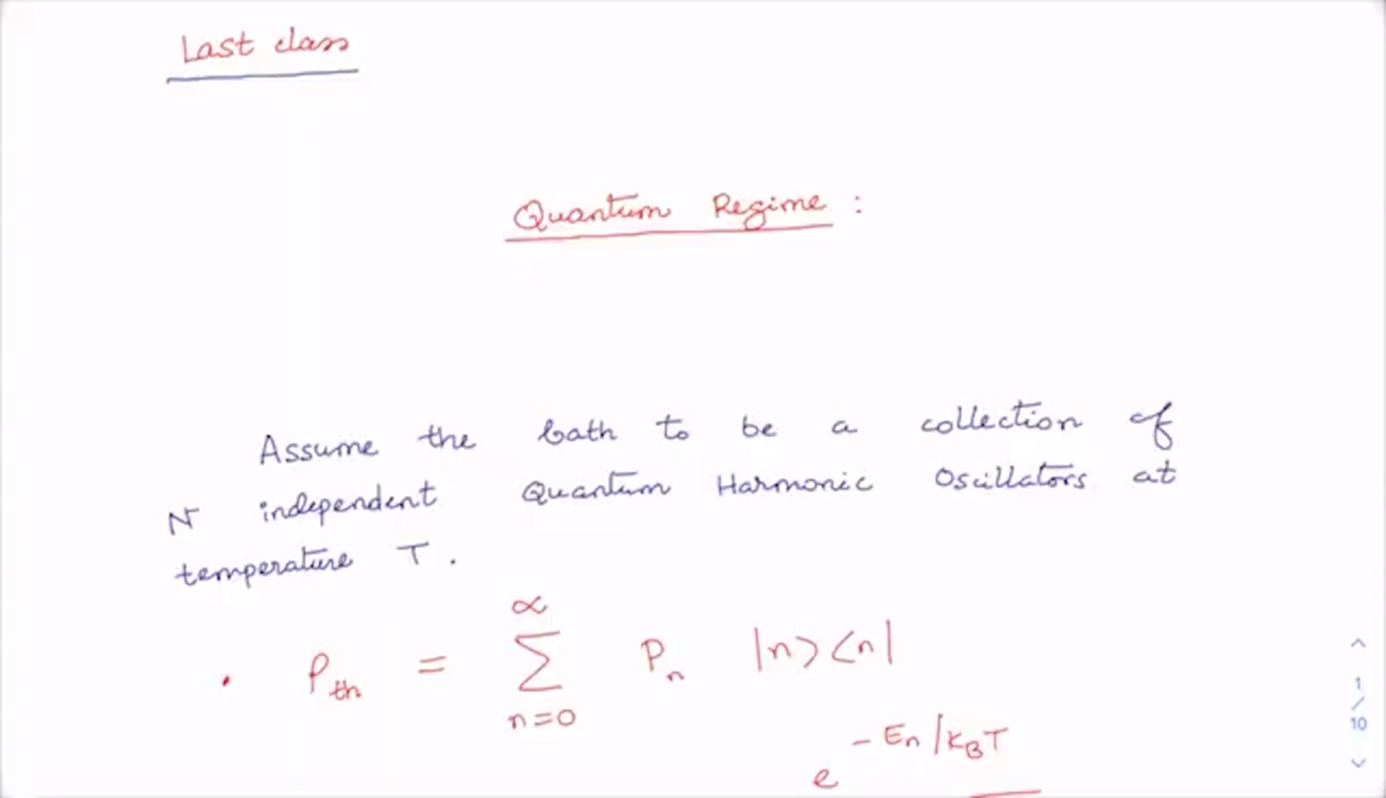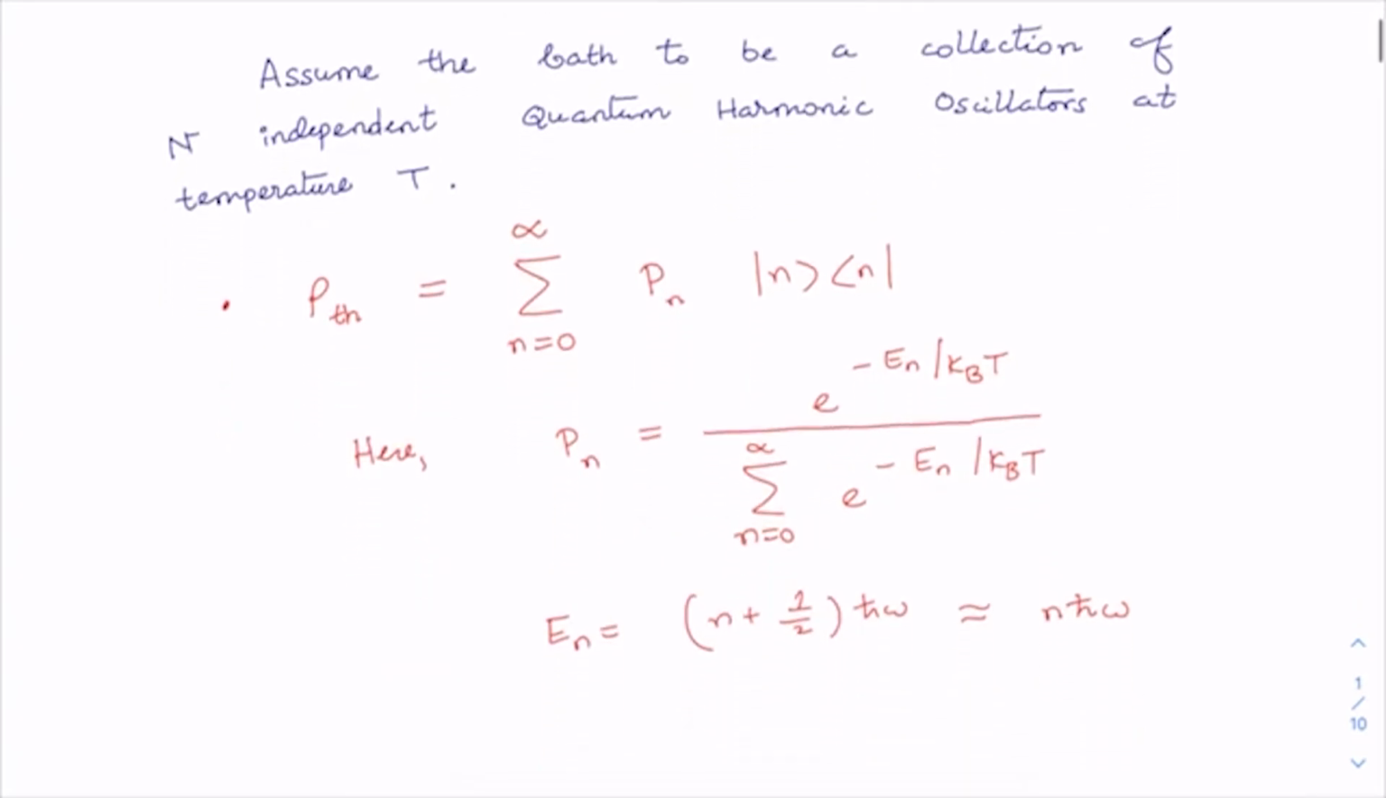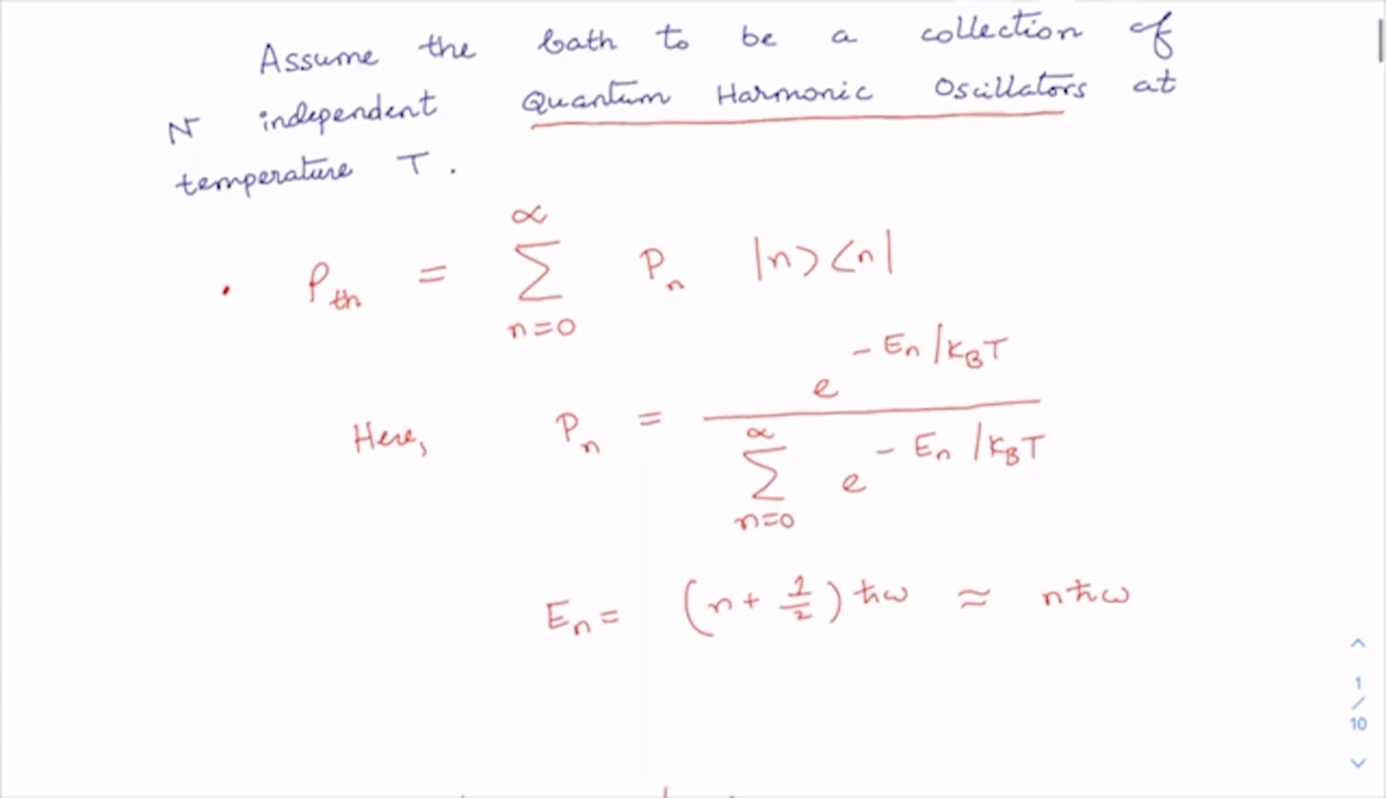So let us begin. In the last class, we started discussing the quantum counterpart of the classical Langevin noise. In this regard, we have assumed the bath to be a collection of independent quantum harmonic oscillators at some finite temperature T. As we have to calculate the expectation value of various operators, we needed to know the appropriate density operator, as we know that the expectation value of any operator A is given by the trace of rho times the operator.